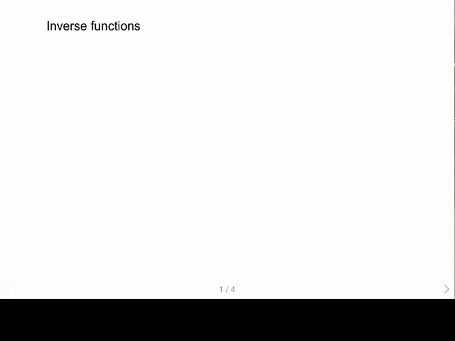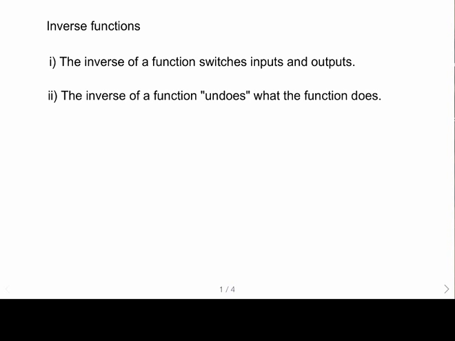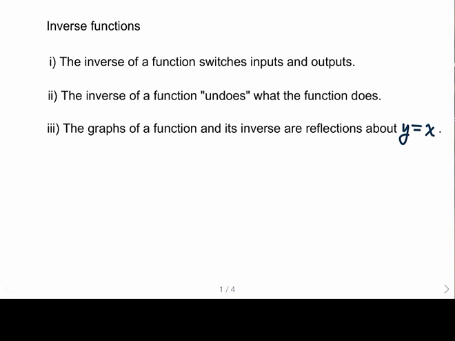In this session, we're going to study inverse functions. Three ways that we can consider how an inverse function behaves are: one, the inverse of a function switches inputs and outputs. Two, the inverse of a function undoes what the function does. And three, the graphs of a function and its inverse are reflections about the line y equals x.